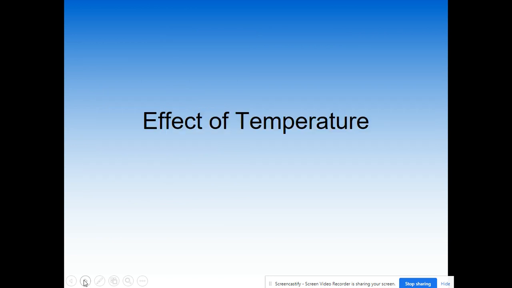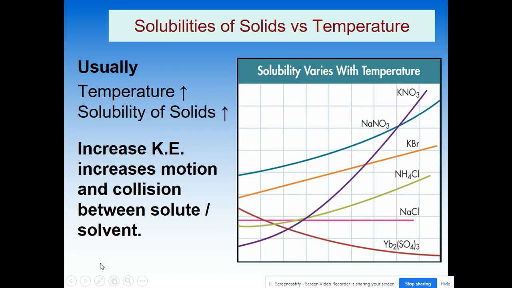And finally, the effect of temperature. For solids, at higher temperatures usually the solids will be more soluble. So we see that here with these different solids. So most of these are more soluble at higher temperatures. And that's because at higher temperatures we have more kinetic energy. So we have more motion of molecules, more collisions, more interactions between solute and solvent, and this makes it more soluble.